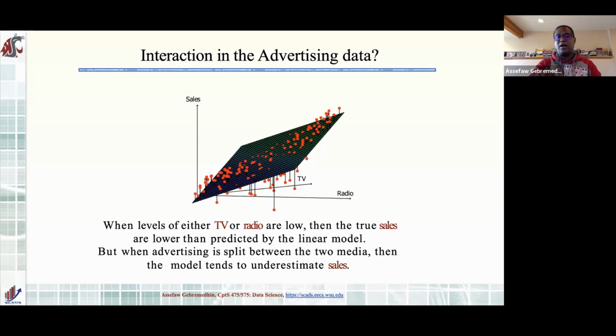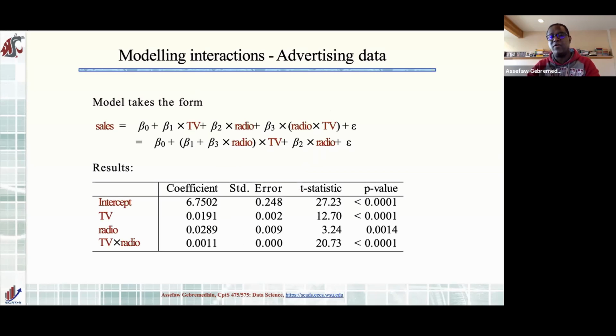So you get a clue that there may be something going on with interaction here that may be benefiting. And that's exactly what you would see in the picture. And the place where it's underestimating is because it's not capturing the interaction that exists between these two predictors, TV and radio. Now, that was a motivation. So now we are going to do it.